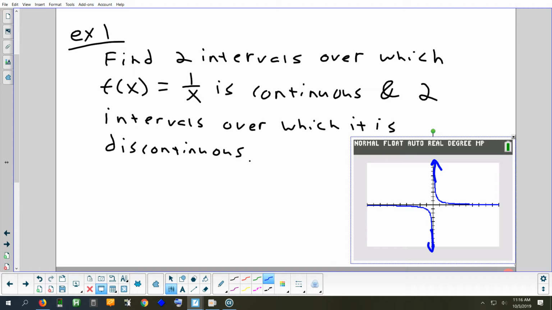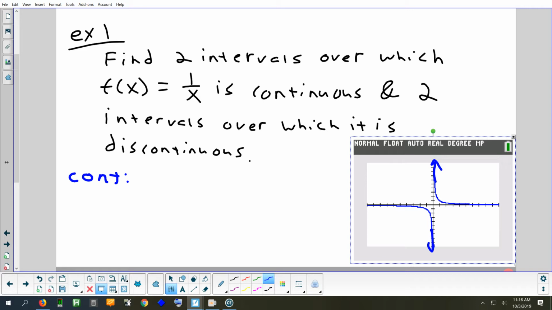So I want to name two intervals on that graph that are continuous. Meaning, give me a starting point, give me a stopping point for x values that I could trace between it and never have to lift my pencil. So could someone give me an interval here that is continuous?